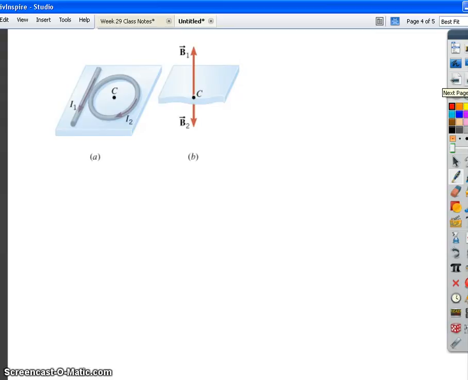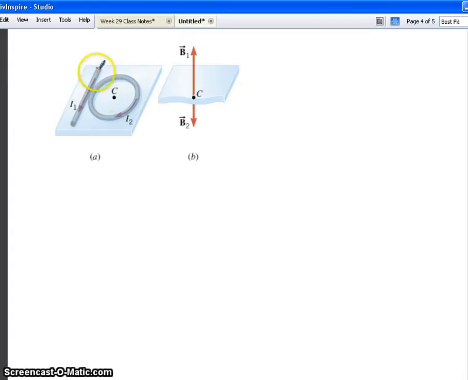I'm going to show you an example of a typical question like this. So we have a wire and a loop. Both have a current. These are separate. Okay, there's one wire here, loop here. And this one has a current going down, this one has a current going in a clockwise direction. And the question is, at point C, what is the magnetic field?